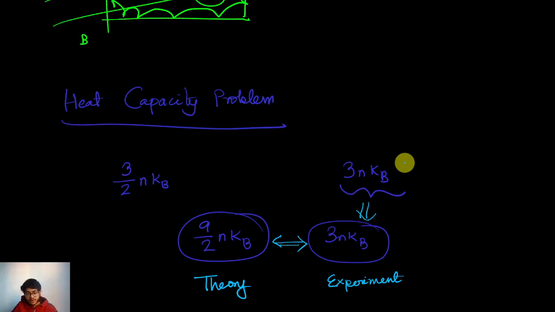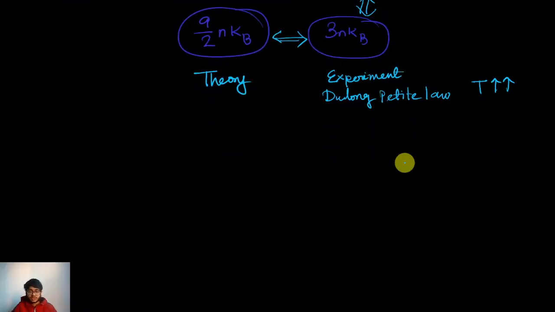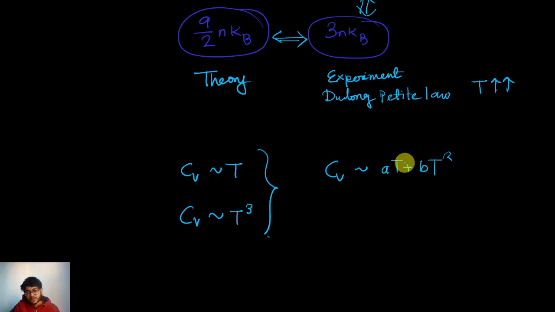This experimental result is called Dulong-Petit's law, and it's very, very famous. Also, this is only applicable for T very large, much larger than absolute zero. If it is not larger, then the CV is actually proportional to T, and in the extremely low regime it's proportional to T cube. So CV is more like some AT plus BT cube for low temperatures. So that is pretty much it, and this was the biggest failure.